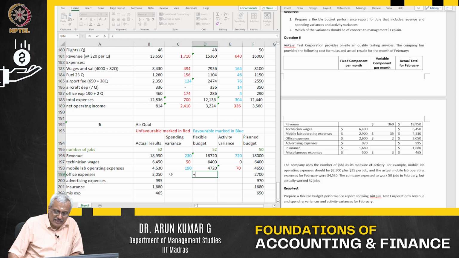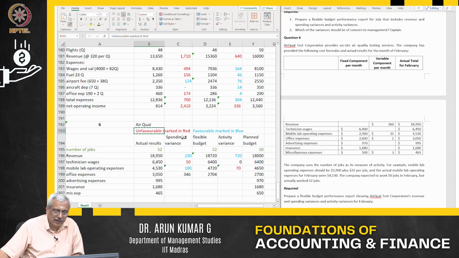My office expenditure, what should it be? My office expenditure is 2,600 plus 2 into my activity out here. This should have been my activity, but it is unfavorable. I have spent more. Basically, it is unfavorable as of now. In this particular case, my spending is unfavorable.